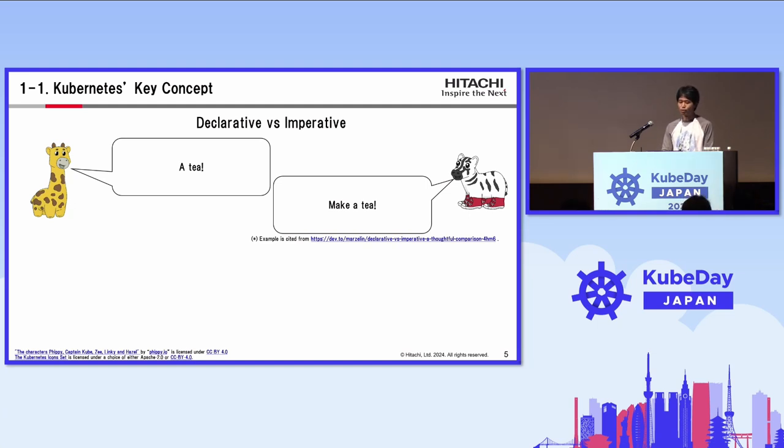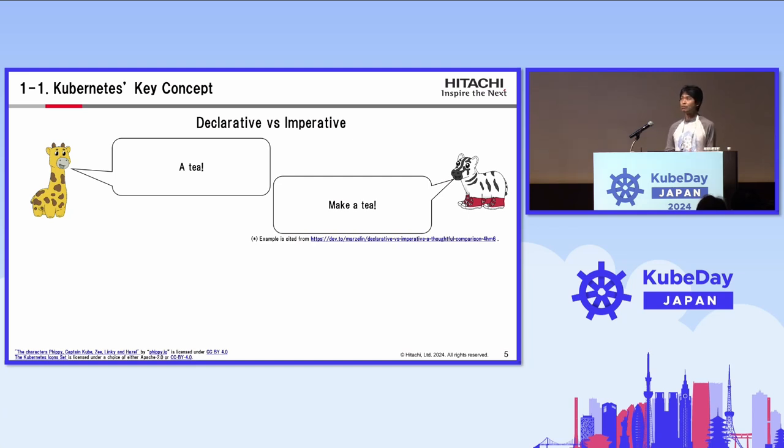In this example, both Fippy and Z would like to drink a tea. But they are asking their intention in a different way. Fippy just says tea in a declarative way, while Z says make a tea in an imperative way. The difference in how they describe is that Fippy is asking for a state, while Z is asking for an action.